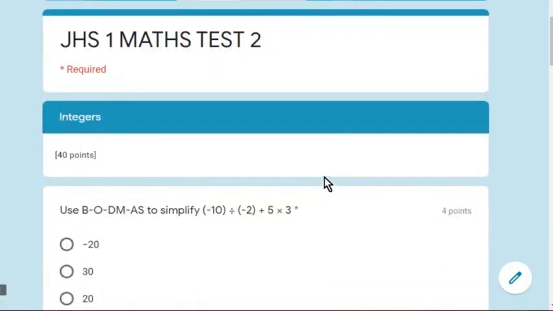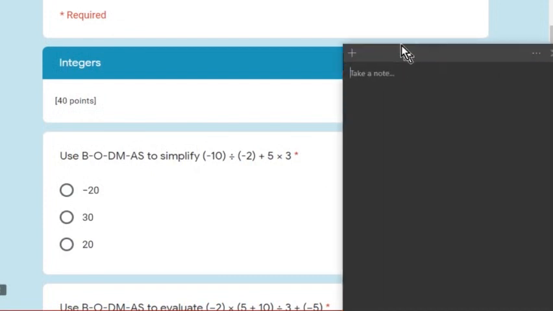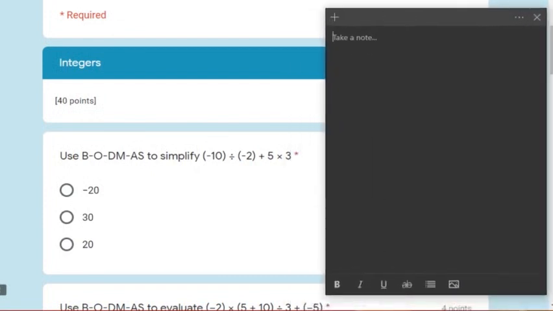Next section, integers. We should use BODMAS to solve this. So let's do that. We have negative 10 divided by negative 2 plus 5 times 3. So we are moving from left to right, and we can see a division sign here. So this is negative 10 divided by negative 2. Negative divided by negative is positive. So I'm going to get 5 here for this operation.